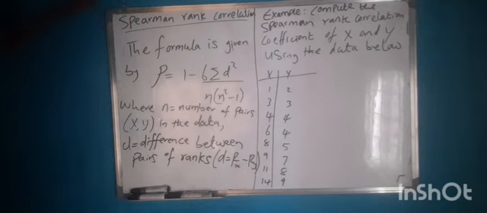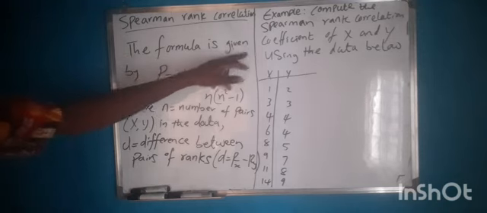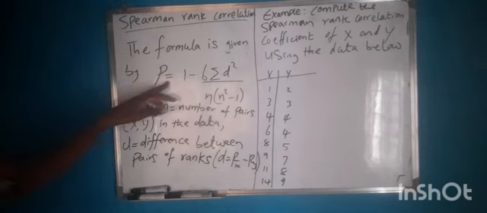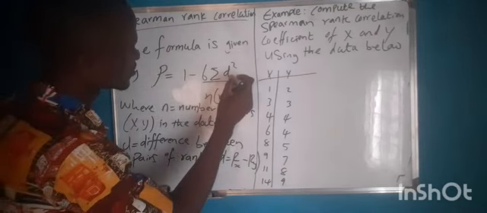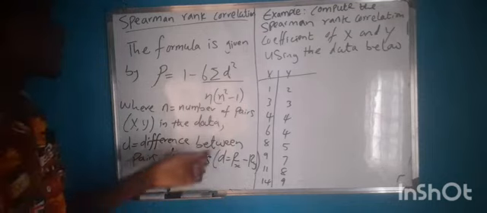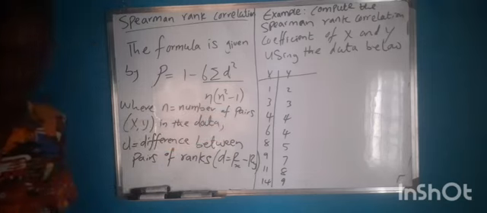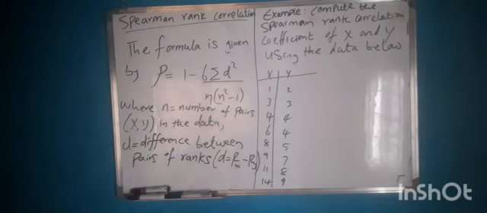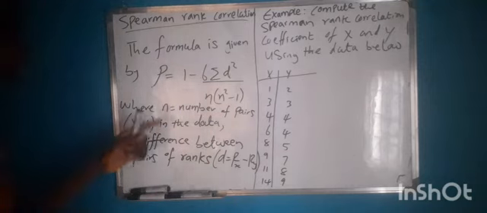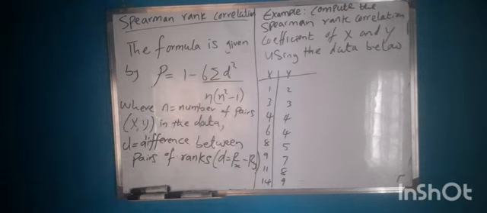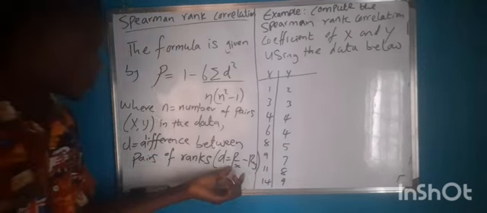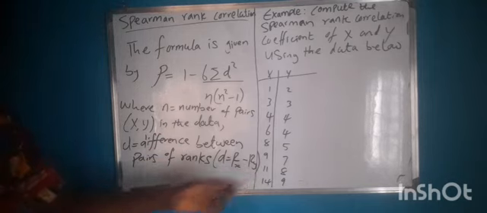So the Spearman rank correlation is another method of estimating a correlation coefficient. The formula is given by rho is equal to 1 minus 6 summation di squared all over n bracket n squared minus 1, where n is the number of pairs (x, y) in the data. d is the difference between the pairs of rank: d is equal to Rx, which is the rank of x, minus Ry, the rank of y.